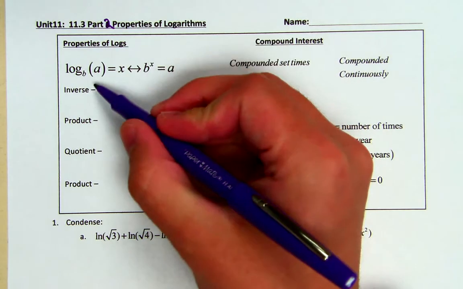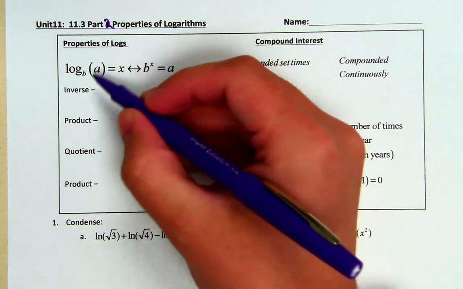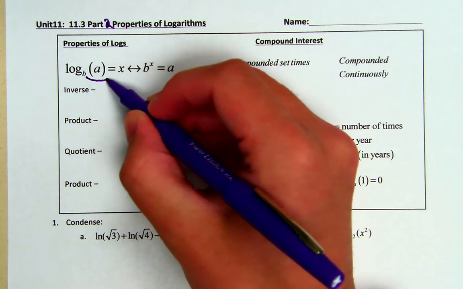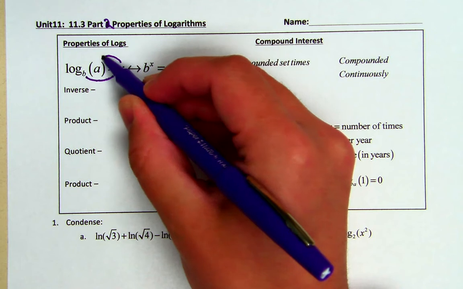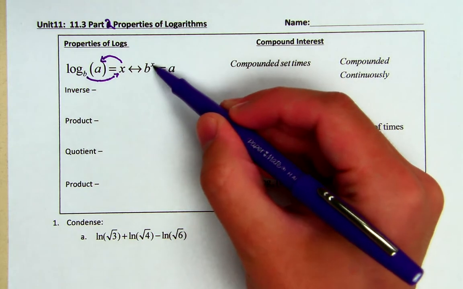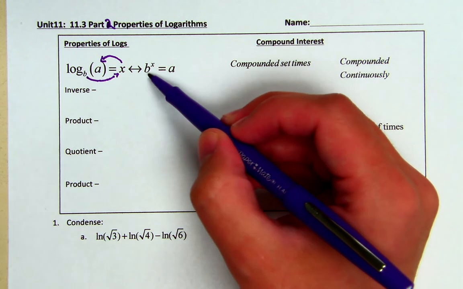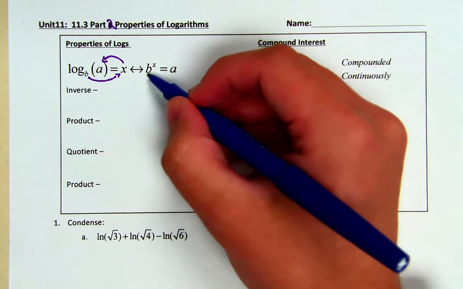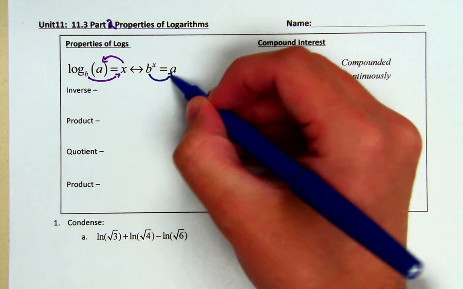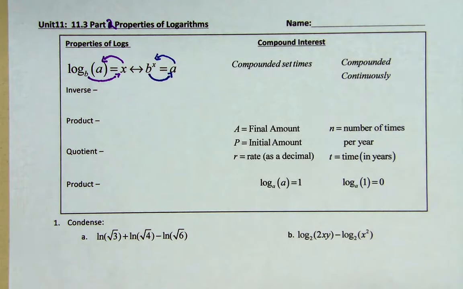A logarithm is an exponent. Remember, a base raised to an exponent is the answer. So the base to the exponent is the answer. Or again, we have a log base, so log base b of a gives you x. So remember that wraparound to get there.